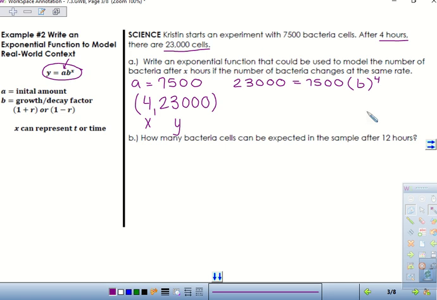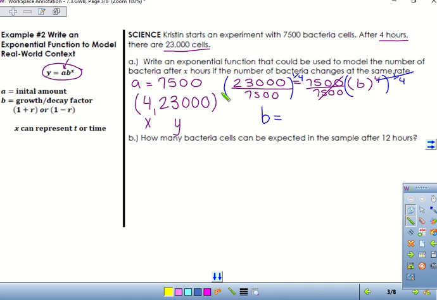So to do that, I'm going to start by dividing both sides by 7,500. And I'm not going to put that in the calculator just yet. I'm going to leave it as is. And then I have to get rid of that fourth power on the b. So what can I do to both sides to get rid of that fourth power? Good, the 1/4 power would get rid of it, right? But if I put one side to the 1/4 power, I have to put the other side also to the 1/4 power. So these powers cancel and I'm left with b equals whatever this calculation comes out to be in the calculator.